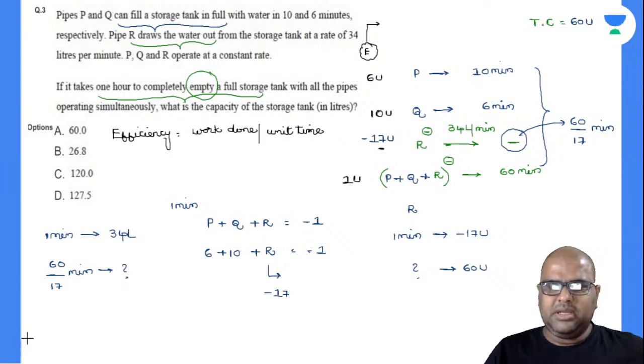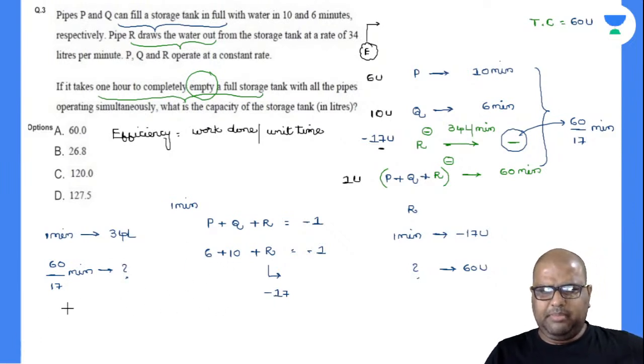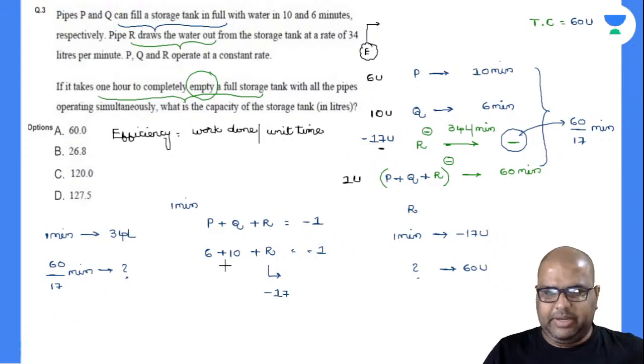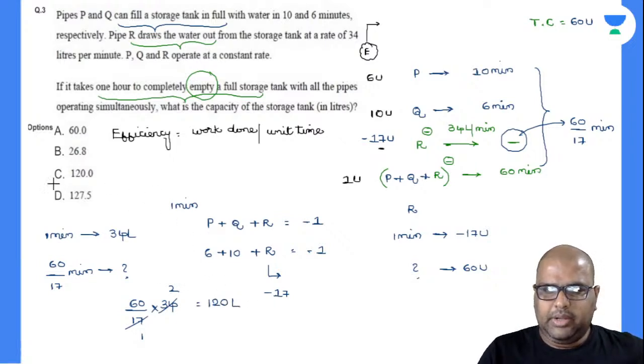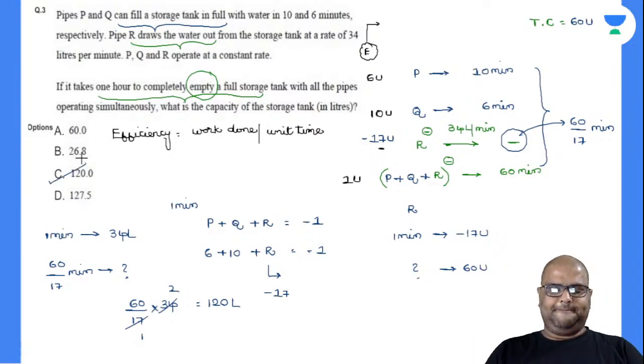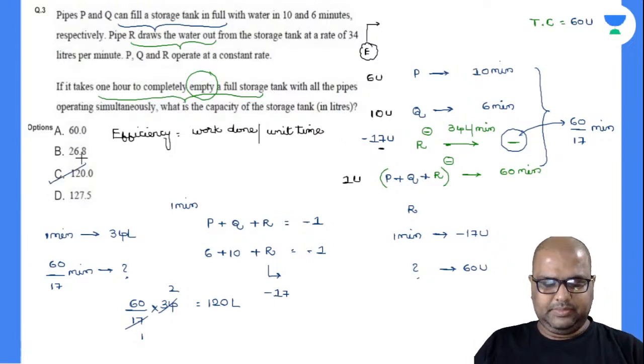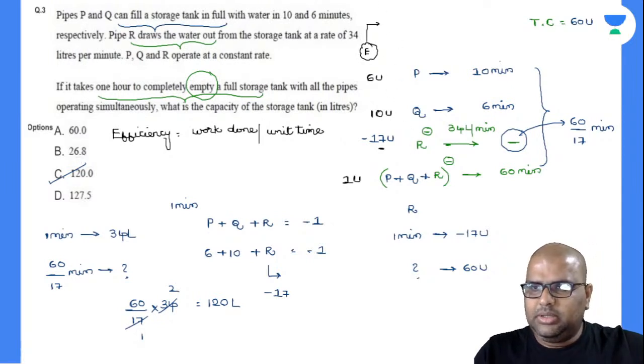This was asked in the civil engineering paper, civil mechanical, I think so, for GATE 2022. So your answer is 60 by 17 into 34. 2 marks question. So everybody knows 17 twos are 34. So is it 120? Yes, it is 120 liters. And your option number C satisfies there. Perfectly done. I hope you are clear regarding this. Yes. So let's solve the next question here.